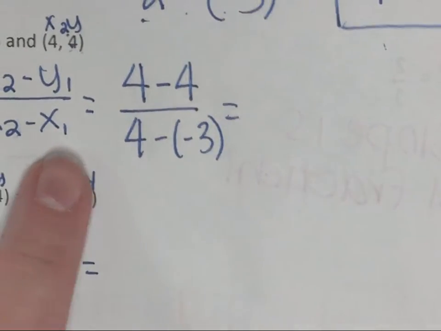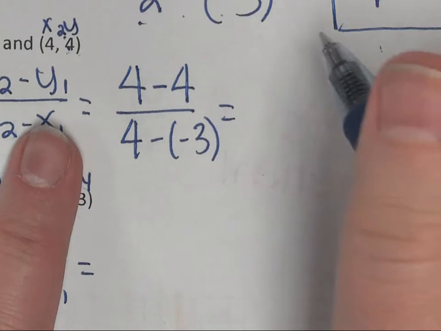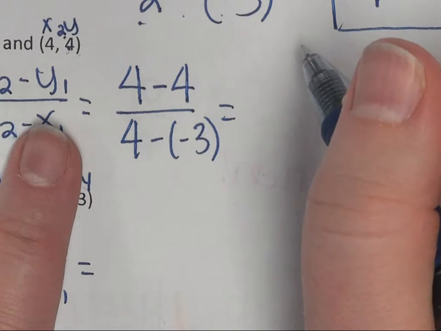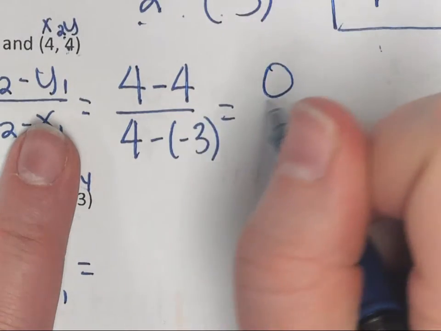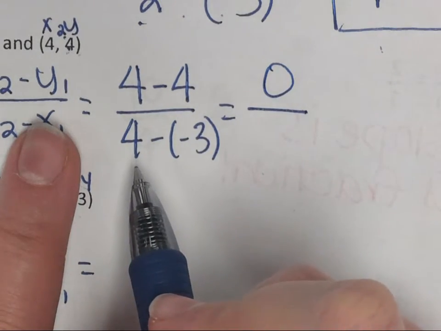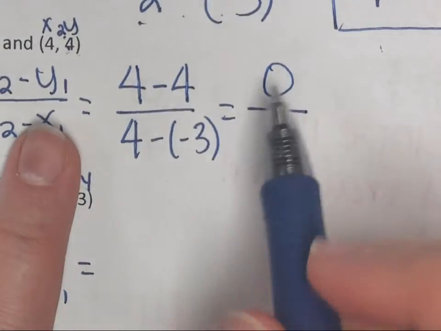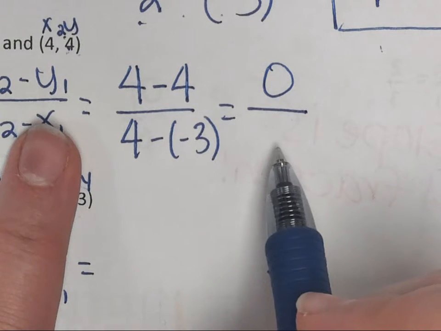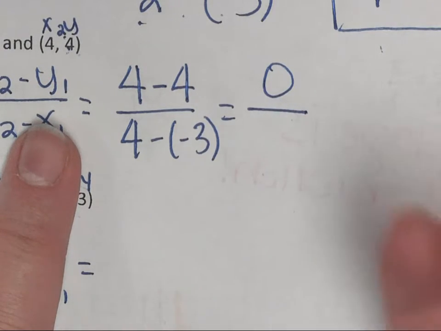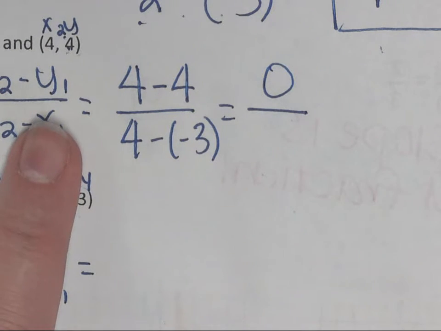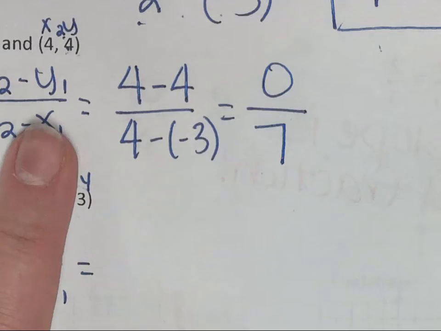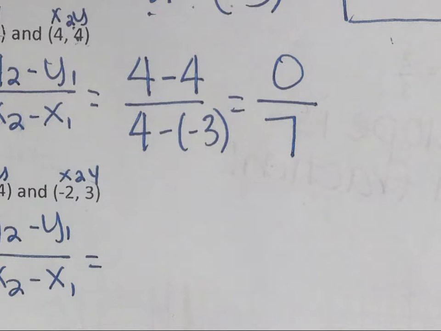Alright, now let's calculate. 4 minus 4 is 0. So what must we write down? 0 over 7. We have to write the 0, guys. We've got to write down the top number divided by the bottom number. We can't just decide, oh, it's 0, I don't have to write anything down. Some people were just writing down 7. The answer is not 7. The rise is 0.